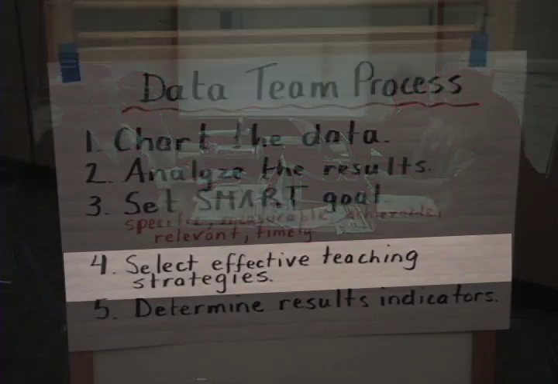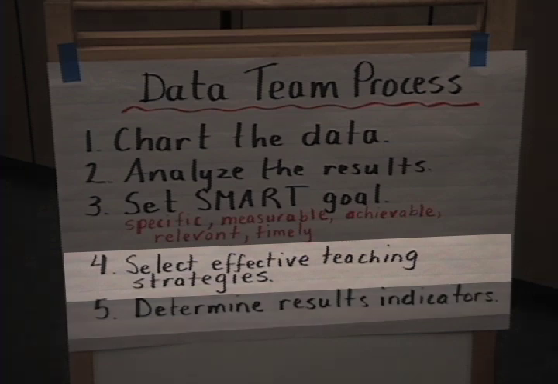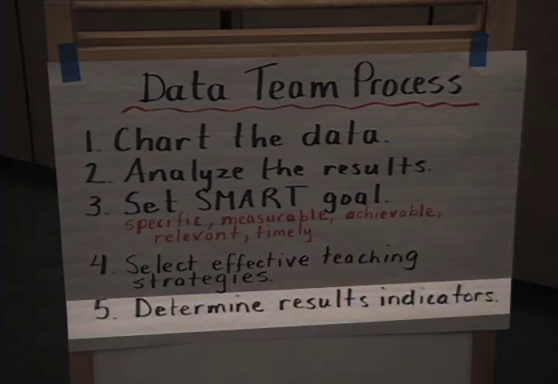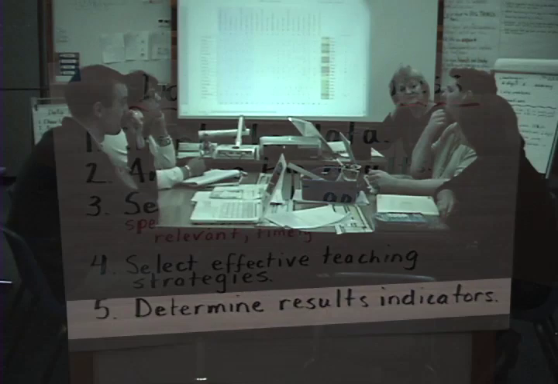Finally, the team moves on to Step 5, determining results indicators. In this step, they agree upon measures that will be used to determine success on the goals. So the 5th step in the process is determining results indicators, which basically means how are we going to know if we've met our goals.